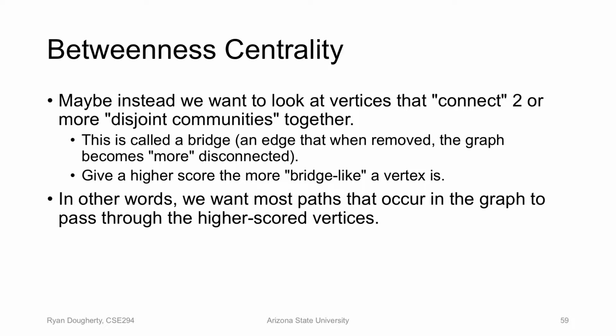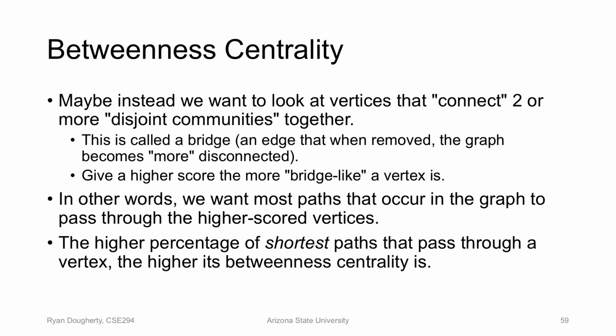Because if you think of what a bridge vertex is, most of the information between these two camps goes through that vertex, right? So if we look at all of the paths that could possibly appear in this graph, most of them are from this camp to this other camp, or from this one to this one. So in a sense, most paths pass through that vertex, right? So we may want to think of this as the number of shortest paths that pass through you, okay? The higher percentage of all shortest paths that exist that pass through you, the higher your score.